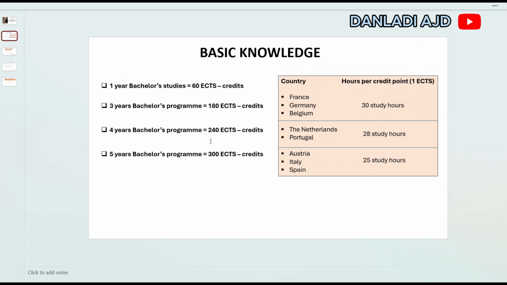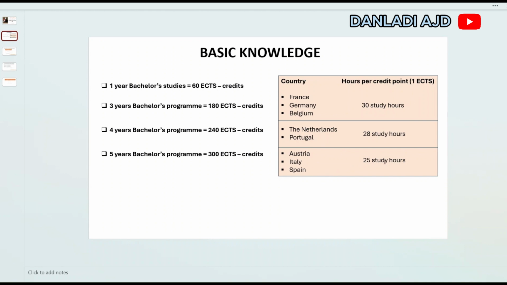Now, again, you can see that on the right side here, I have put the equivalent of 1 ECTS to the study hours. Now, in Germany, France, and Belgium, 1 ECTS is actually equivalent to 30 study hours. Then for the Netherlands and Portugal, 1 ECTS is equivalent to 28 study hours. Then Austria, Italy, and Spain, 25 study hours for 1 ECTS.